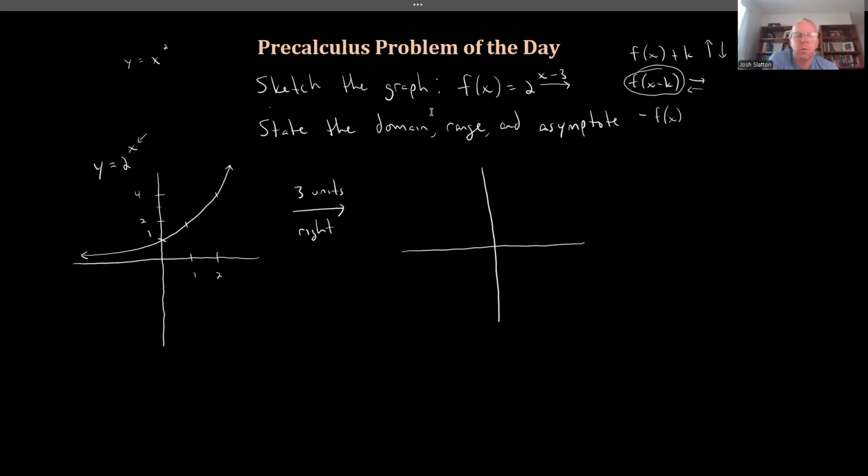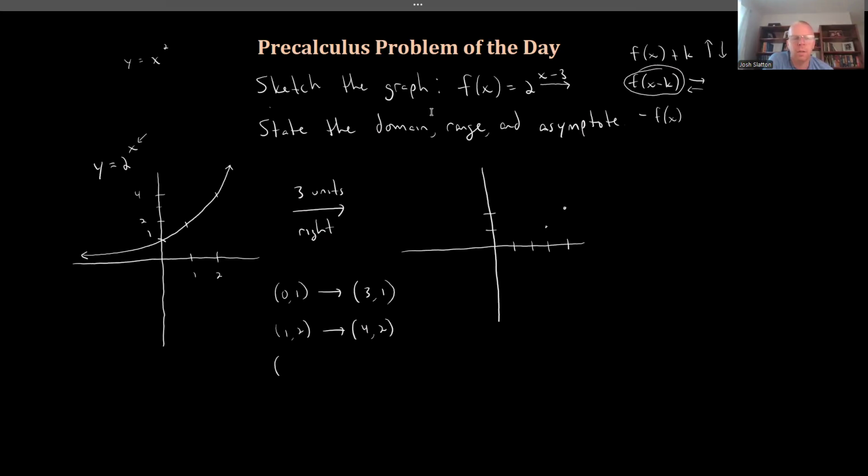So we need to move all these points 3 units to the right. Instead of 0, 1, which is on this graph, we're going to move that 3 units to the right, so that'll be at 3, 1. We're going to add 3 to the x coordinates. So 1, 2, 3. The y-intercept moves over to there. We know the point 1, 2 is on this graph, so just add 3 to the x coordinates. We get 4, 2. That would be there.